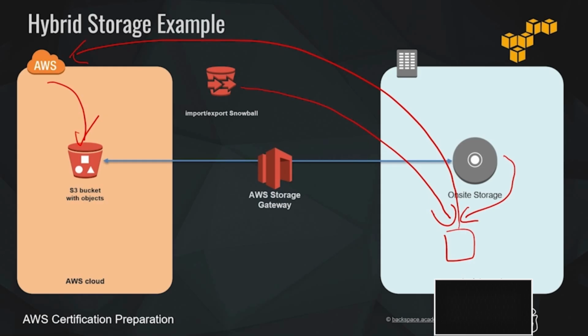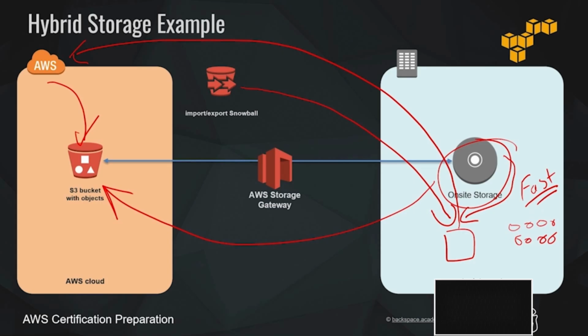And what it will do, it will get your popular content, your content that is frequently accessed, and store copies of that on site in your on-site storage. But at the same time, it will store all of that data in an Amazon S3 bucket for you. And so then you've got the advantage of having all of the durability and availability of Amazon S3 as a disaster recovery solution. But at the same time, you've got high-speed access to your data, which is cached on the corporate data center.